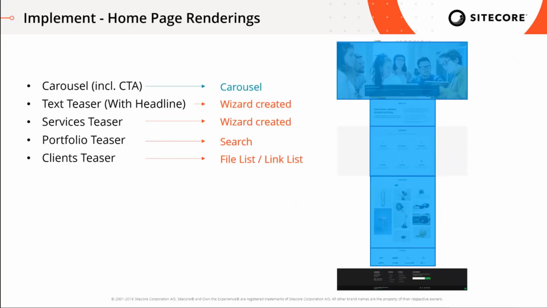So if you remember, we wanted to start with the homepage of our company solution. Just to recap, it consists of the carousel on the very top with a call to action button, some kind of text teaser underneath, and then the services teaser, portfolio teaser, and then the client teaser at the very end. And in this episode, we are going to create the most simple one that we have on the list, which is the text teaser. And we are going to use the out-of-the-box wizard to create components.